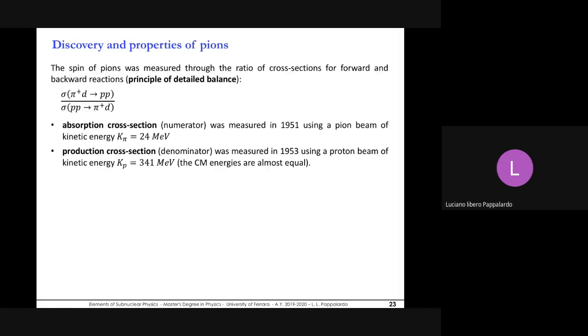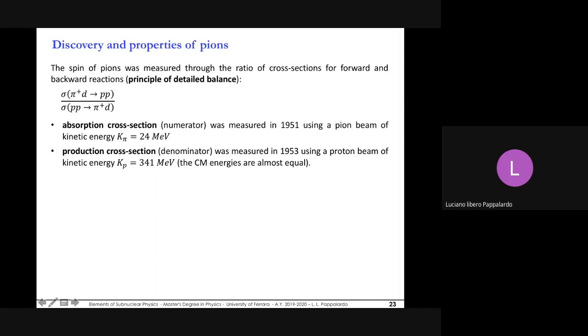So now, the last thing: what about the spin of pions, how was it measured? Today we know that they are spinless, okay? So the spin of the pion was measured through the ratio of cross-sections for the forward and backward reaction. Here the principle of detailed balance is applied, which is a consequence of time reversal conservation in strong processes, as we have studied last time, okay?